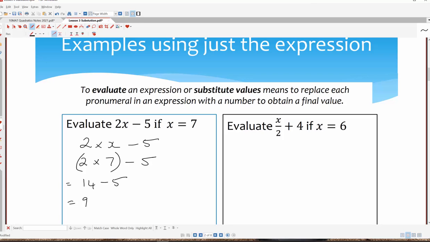Alright, so this one here: evaluate x on 2 plus 4 if x is equal to 6. We can write this in expanded form, or we can simply replace x with 6. So that's 6 over 2 plus 4. Now 6 over 2 is the same as 6 divided by 2, so we can rewrite it like that if we want, we don't have to. 2 goes into 6 3 times, plus 4 is 7.